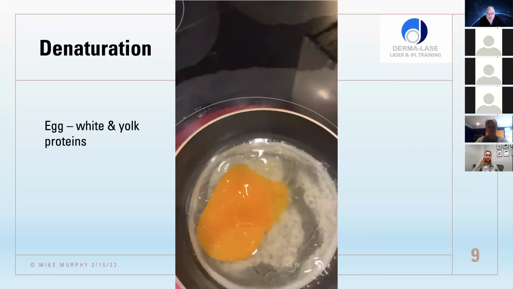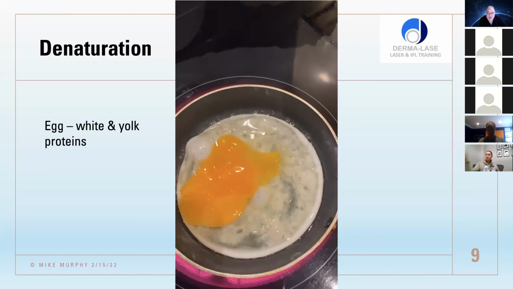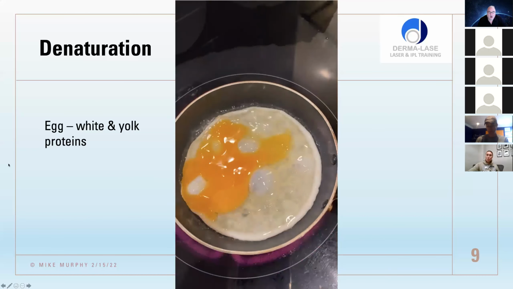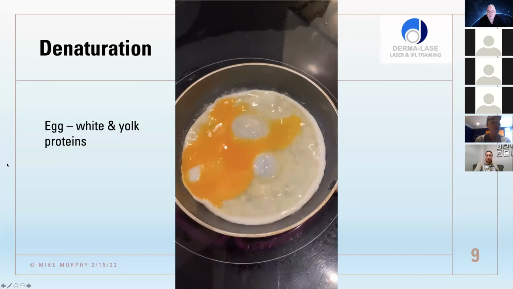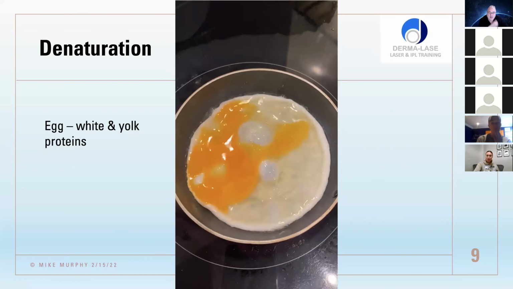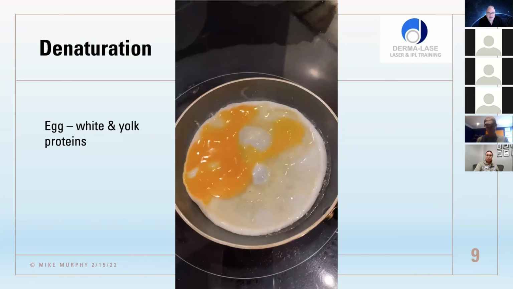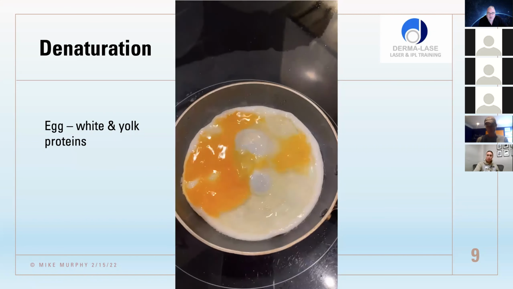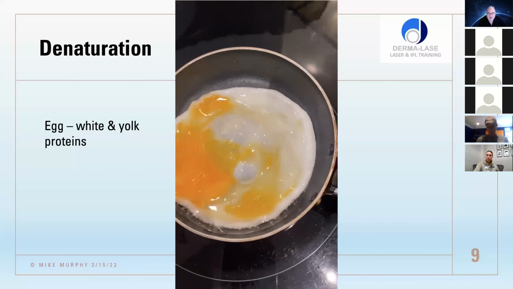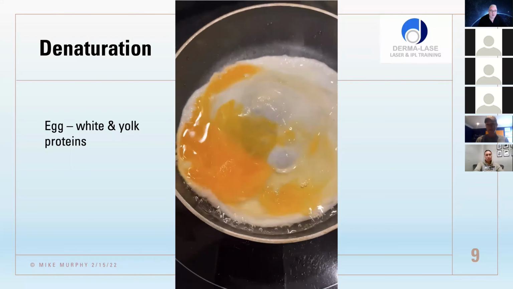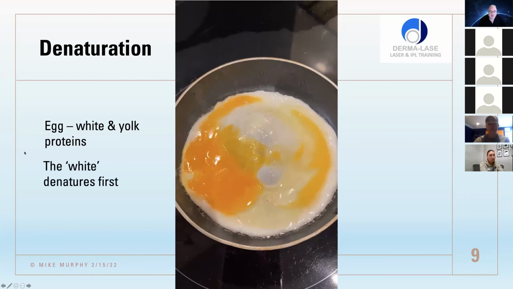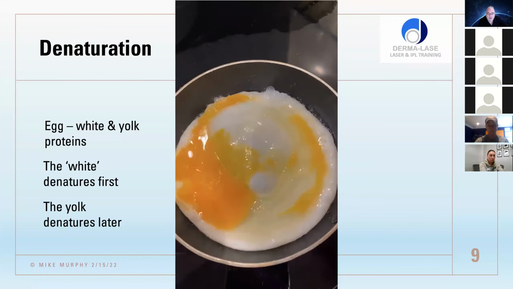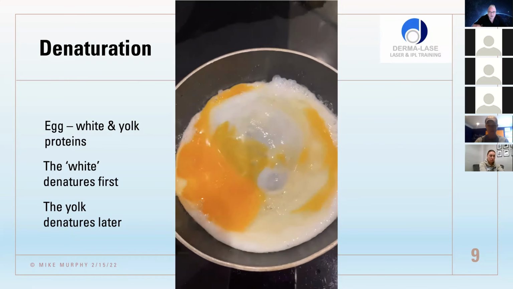So you can see the white of the egg turns white, because what's happening is proteins break down. That's part of the denaturation process. And you can see that the yolk of the egg, the yellow bit, is still uncooked. Because it takes longer. Even though you've got it at the same temperature, it just takes longer than the white of the egg. And this is kind of what happens in the skin as well. We have different things happening at different speeds in the skin. And it's kind of tricky then to figure out exactly what to do and how to do it. It's quite tricky, as I say.